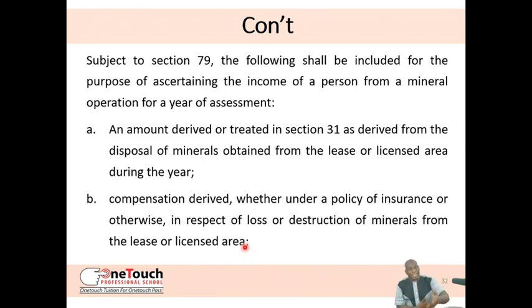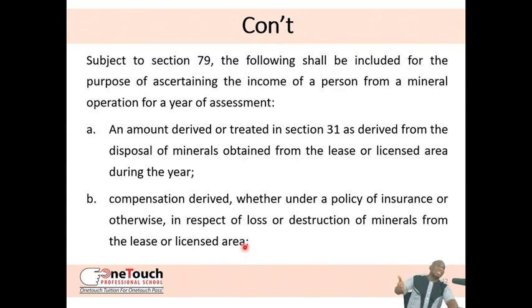You see, disposal is sale. It can be an exchange or sale or whatever, of the mineral obtained. How much have you derived from the disposal of the mineral obtained from the lease or the license area during the year? That's the first item that constitutes income from mineral operation. B, compensation derived, whether under a policy of insurance or otherwise, in respect of loss or destruction of the minerals from the lease or the license area.